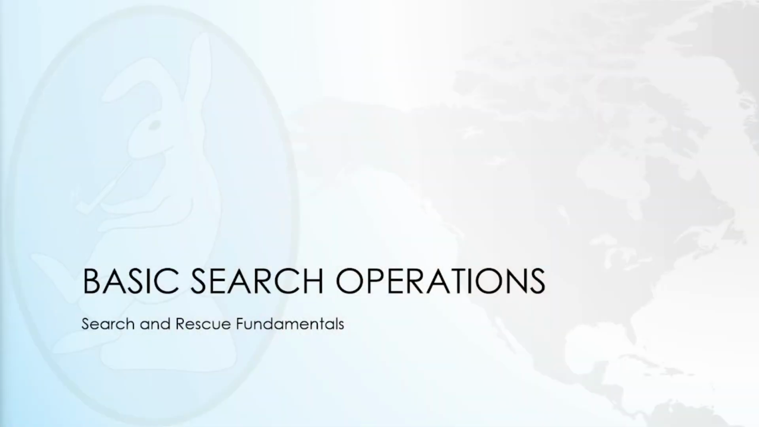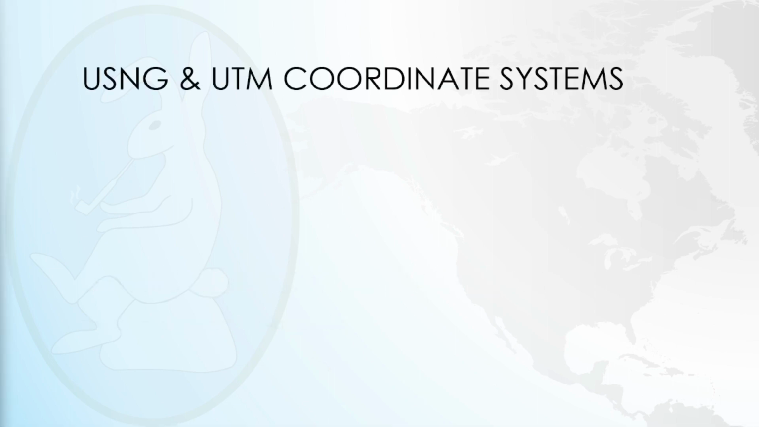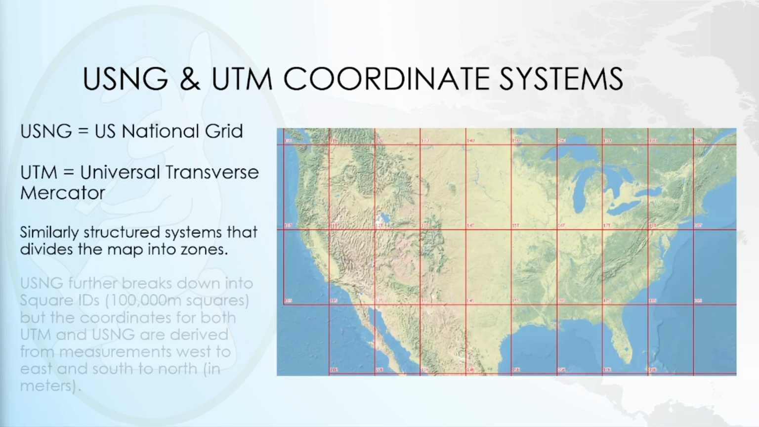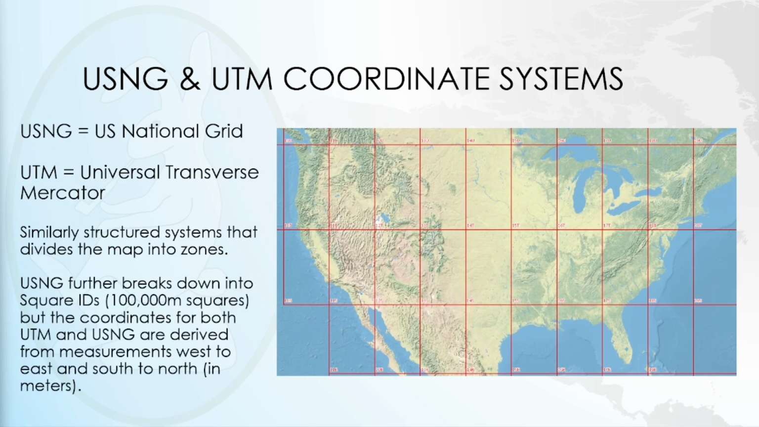We are now going to switch over to the next video where we're going to start talking about the US National Grid and UTM coordinate systems. These are the coordinate systems that we use for land navigation in wilderness search and rescue. USNG stands for US National Grid, and UTM stands for Universal Transverse Mercator. If you're ever in a trivia contest and that question comes up, you can thank me later for knowing the answer. But these are the preferred coordinate systems for land-based navigation in search and rescue.